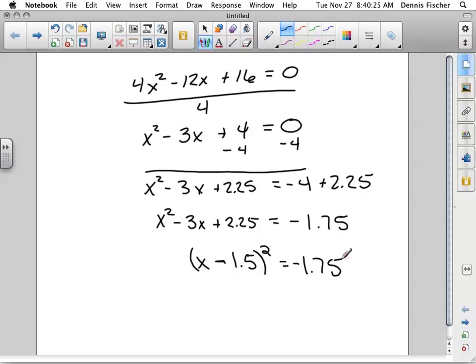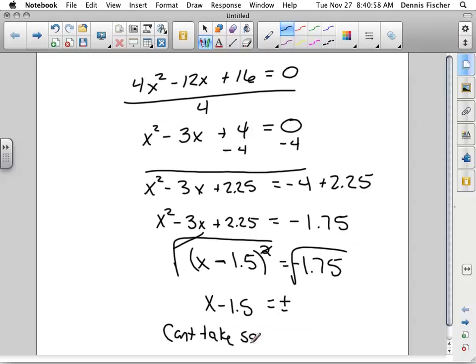Okay. Next thing, what do we do? Square root of both sides. If I take the square root of this side, and the square root of this side, the square root and the square cancel off, so I get x minus 1.5. This side, remember, we take the square root, you get plus and minus, but what happens? There's no solution. You can't take the square root of a negative number. Now I stop. I said, well, I can't take the square root of a negative number. Therefore, I stop right there and say no solution.